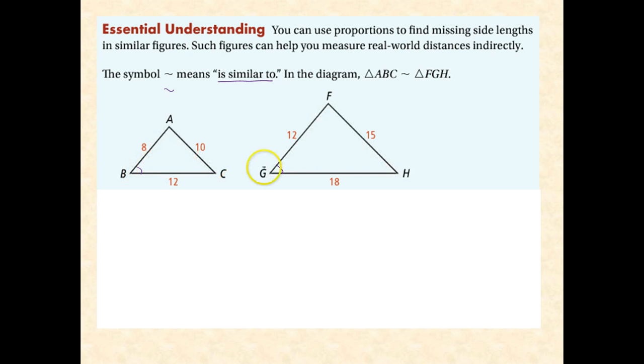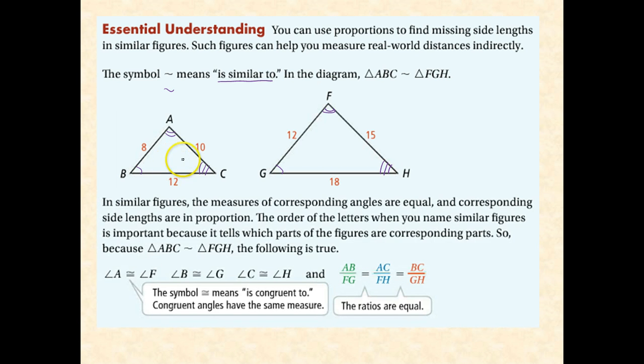So angle B is the same as angle G. Angle A is the same as angle F. Angle C is the same as angle H, but the side lengths are different from each other but proportional. If this one happened to be twice as long, then they would all be twice as long as this one. Aha! Corresponding angles are equal and corresponding side lengths are in proportion.